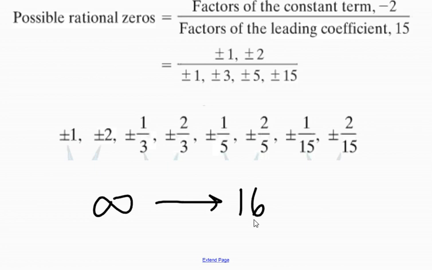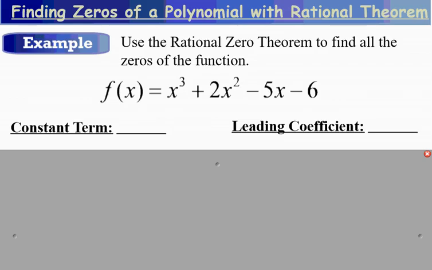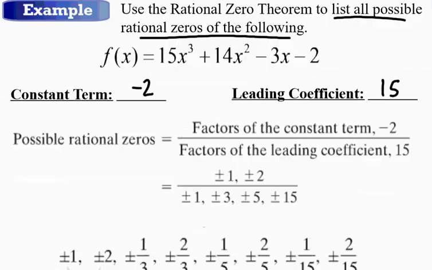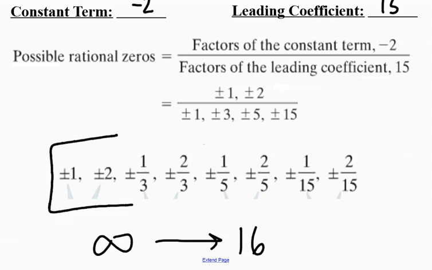So I know the roots have to be one of these 16 to start. Some of them might be more than one of the 16. So when they ask you to just simply list all the possible rational roots or the rational zeros, this is all they mean right here. So that would be the answer.